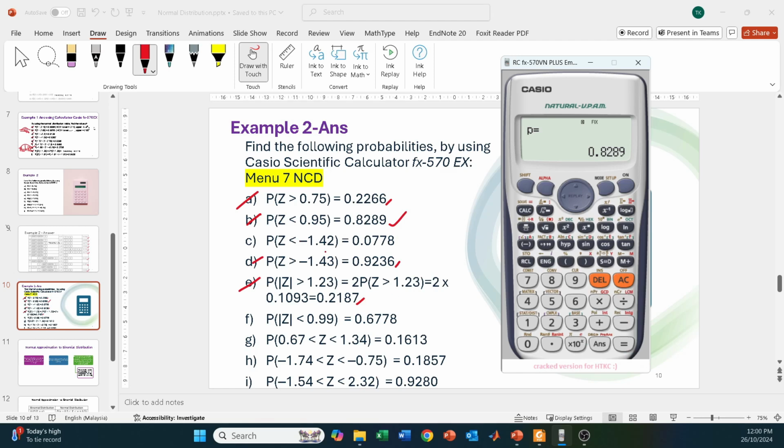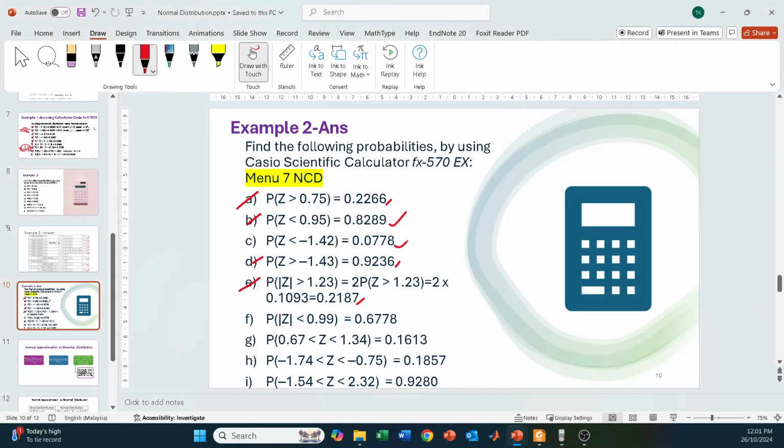And then C, probability z less than negative 1.42. So this is the upper bound, lower bound is a small number, negative 9 times 10 to the power 99. Upper bound is negative 1.42. Sigma 1, mu 0. So you get 0.0778. Done.